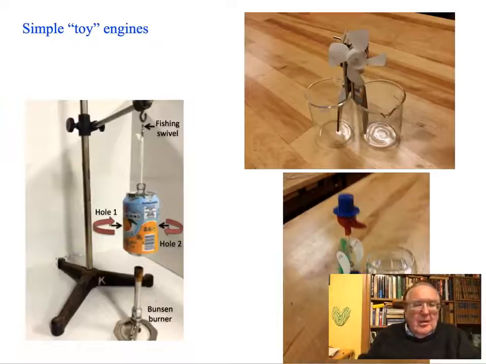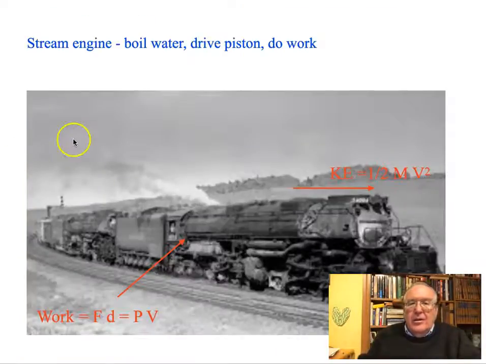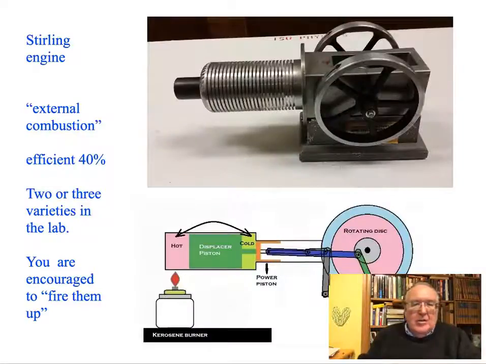Okay. Here's another heat engine. You boil water, drive a piston, you do work. Okay, that's a heat engine. These are actually Stirling engines, 40% efficient. Really rather beautiful devices. You just light a candle under the hot end, and then there's a cool end, and this one piston goes back and forth and rotates the shaft, and it's actually quite nice.